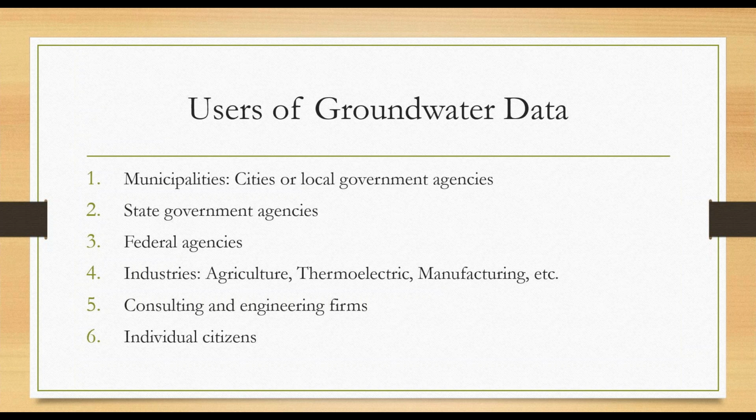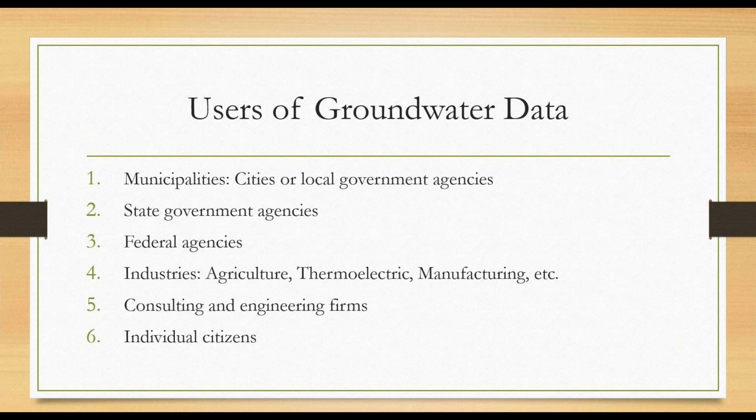Industries such as agriculture, thermoelectric, and manufacturing also use the data, for things like heating and cooling and processing of water. Groundwater data are frequently tied to irrigation, and they may need to ask some of those questions that we talked about earlier: availability, how much is available, and how long will I have the resource available to me? Consulting and engineering firms use groundwater data. They frequently request data and reports.